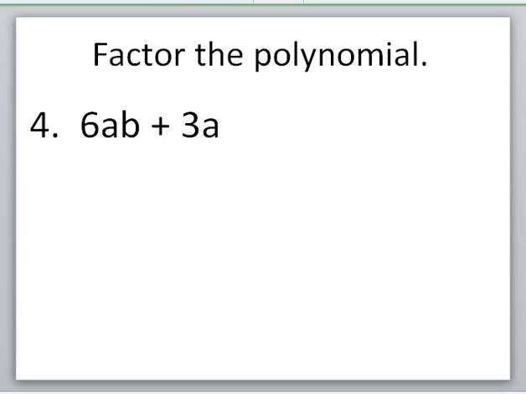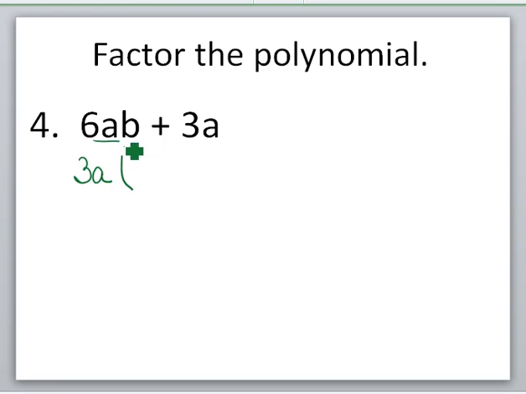Factor this polynomial. Okay, here we go. What number do these share in common? Well, 3 does go into 6. Okay, so the biggest number that they share in common is 3. And this has an A and this has a B and this just has an A. So they share an A in common.